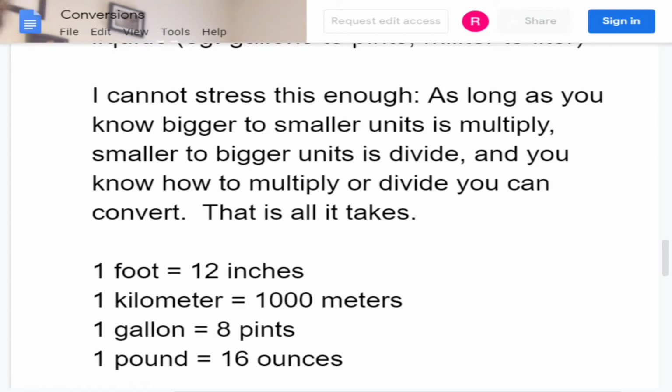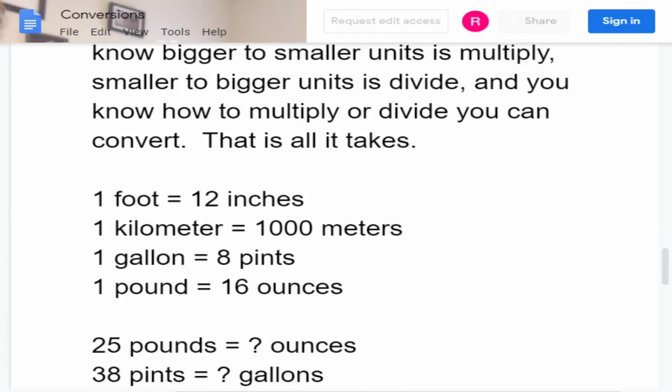But to go over this again, just to emphasize it over and over, I cannot stress this enough. As long as you know bigger to smaller units is multiply, smaller to bigger units is divide, and you know how to multiply or divide, you can convert. That is all it takes. So that's it. That is the only thing you need to figure out.